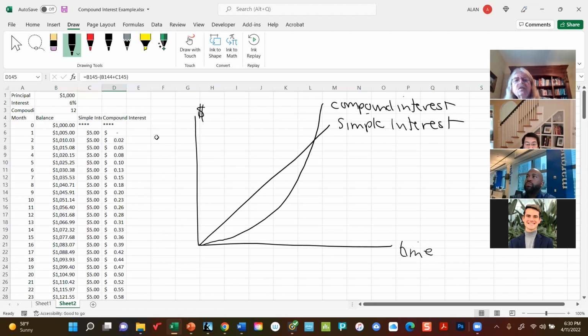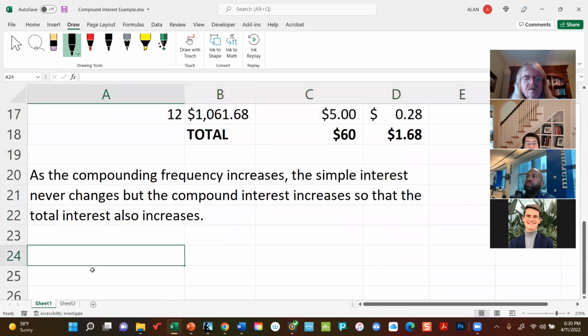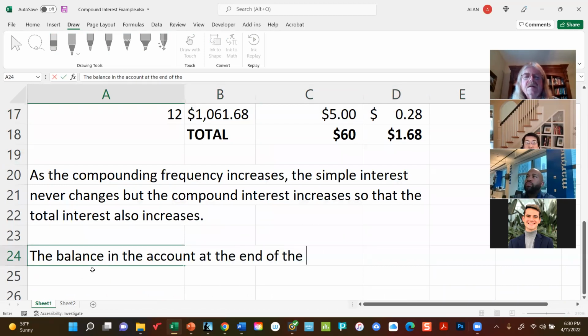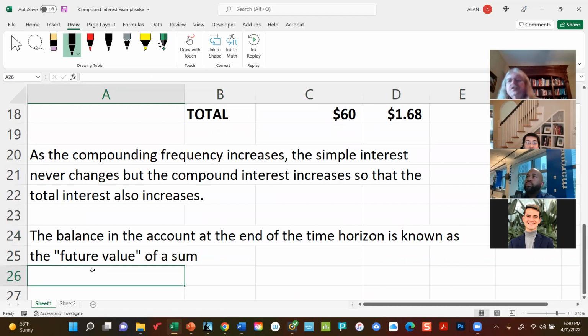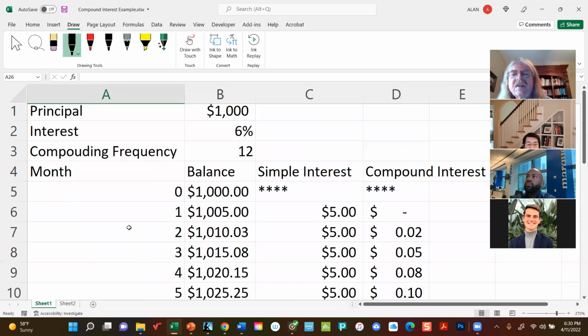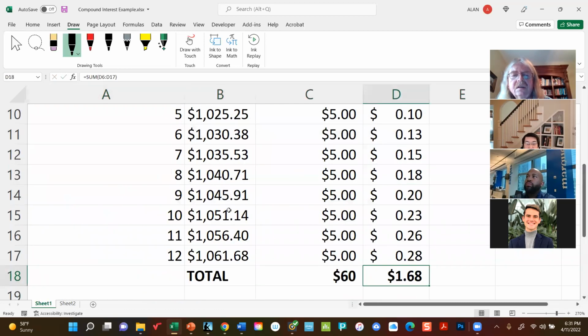So what this is all about is the amount of money we have in our bank at the end of this period. The balance in the account at the end of the time horizon is known as the future value of a sum. So we would use the terminology future value to tell us how much this $1,000 is going to be worth at the end of the year. And the answer to that question is here, $1,061.68.